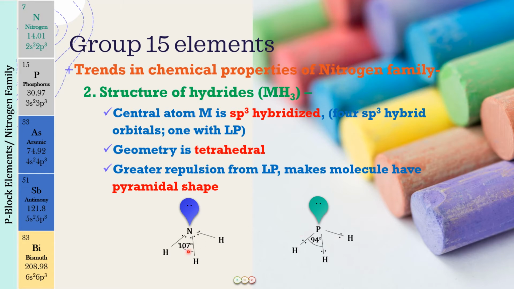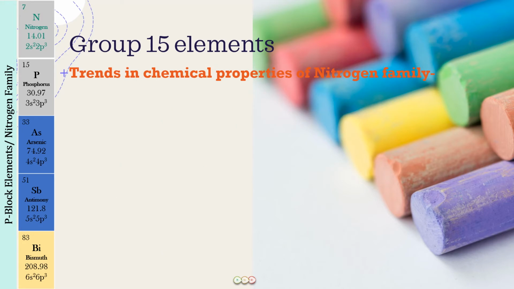Now importantly over here you can see that we have the bond angle to be 107 degrees, and the bond angle in case of phosphine to be 94 degrees. So there are differences also in the structure of these hydrides. So let us talk more about these differences in the structure of the group 15 hydrides. One difference you've already seen is going to be related to their bond angle.